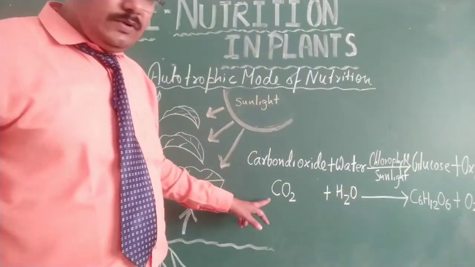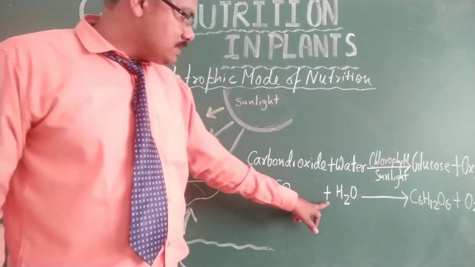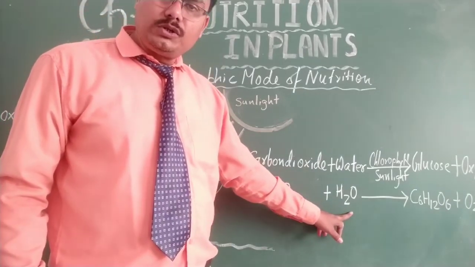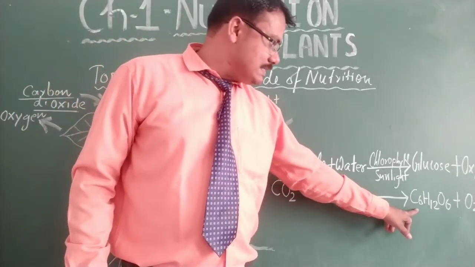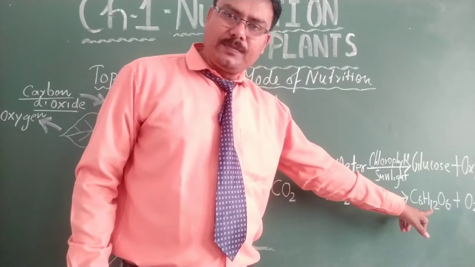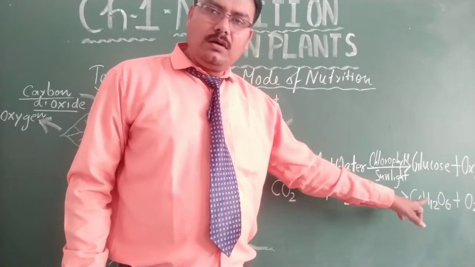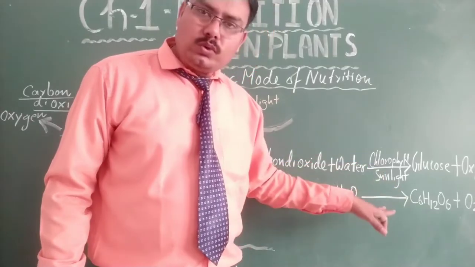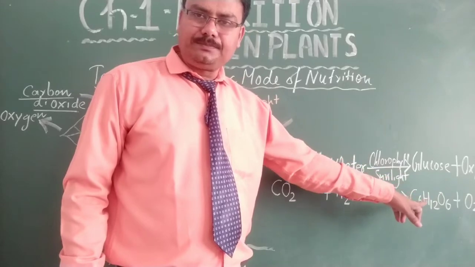So here I have given you CO2, meaning carbon dioxide, plus H2O, meaning water, and it forms glucose, C6H12O6. C6H12O6 is the formula of glucose, and O2, meaning oxygen, is released.